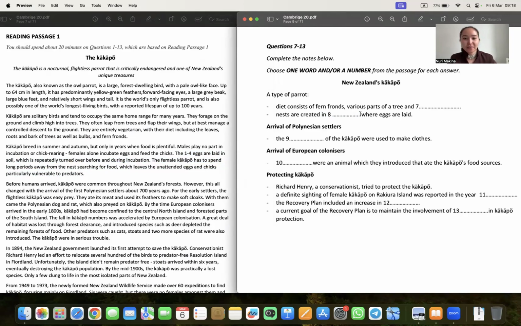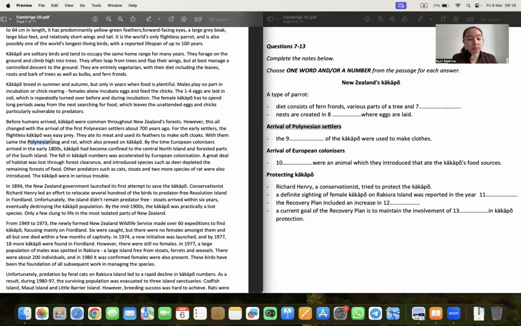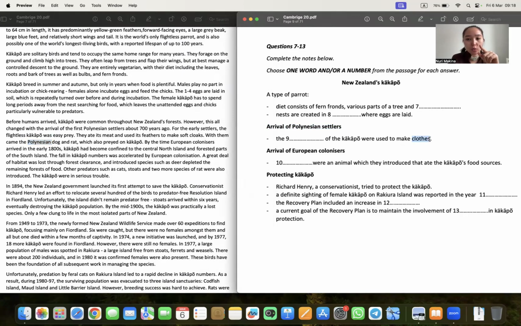Pretty easy, huh? Next, arrival of Polynesian settlers. The blank of the kākāpō was used to make clothes. Keep in mind you're looking for the arrival of Polynesian settlers paragraph. Polynesian is our keyword. Here we see European and Polynesian settlers, so the answer might be in this paragraph number 4. The blank of the kākāpō was used to make clothes. Clothes is our keyword, so let's find the word clothes.